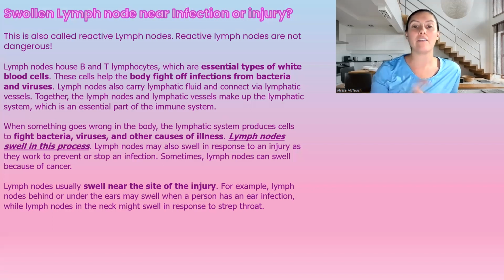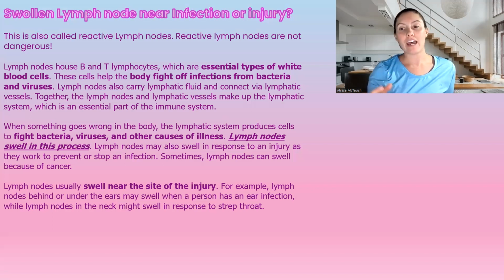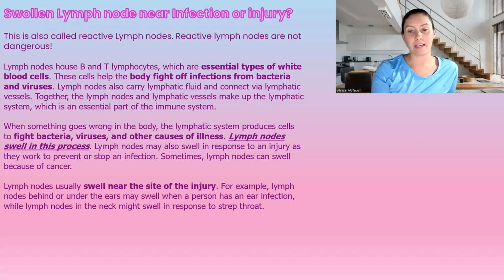So bacteria and viruses. When something goes wrong in the body, the lymphatic system produces fighting cells to fight bacteria, viruses, and other causes of illnesses, okay? The lymph nodes swell in the process, okay? So when it produces these cells, it starts swelling. Normally, the lymph nodes will be near the site of infection or injury, okay?